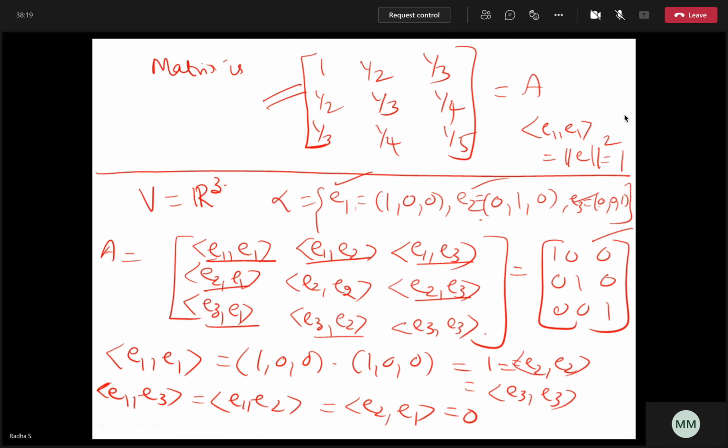So what do you mean by orthogonal vectors and what do you mean by orthonormal vectors? Two vectors are said to be orthogonal if they are perpendicular to each other, and their dot product is 0. So when do we call vectors orthonormal? They are mutually orthogonal, and along with that, the length of each vector is 1. Then the vectors are said to be orthonormal.